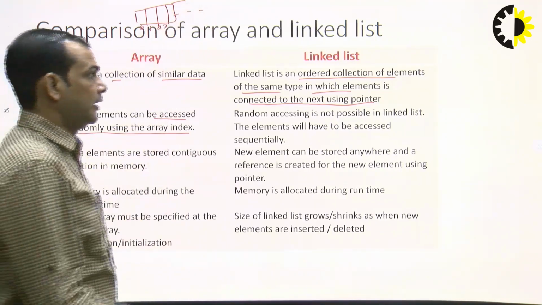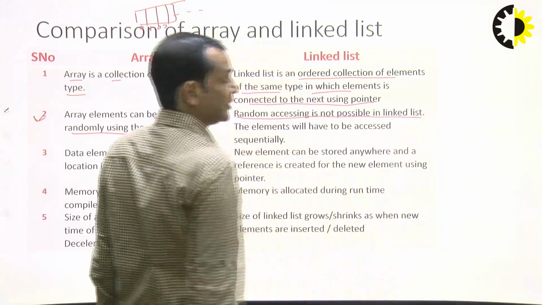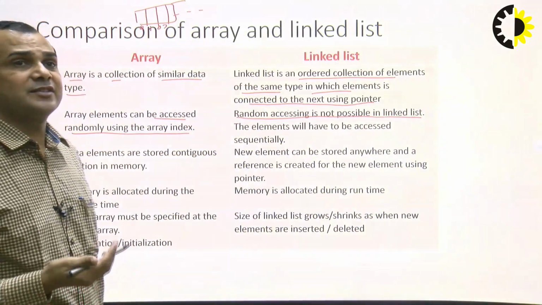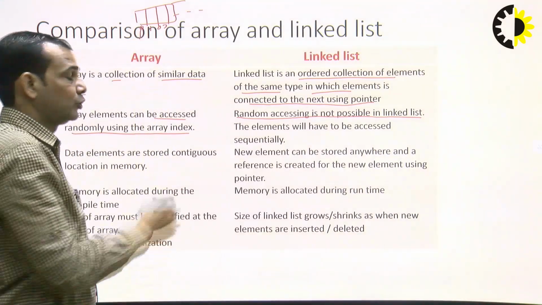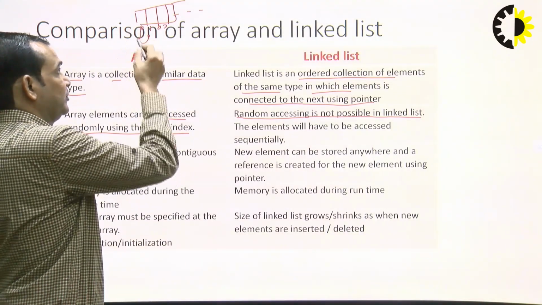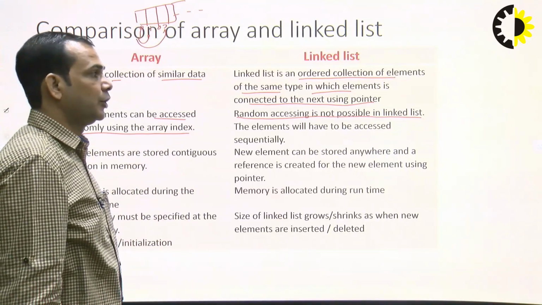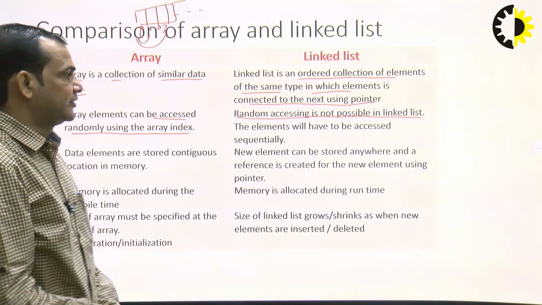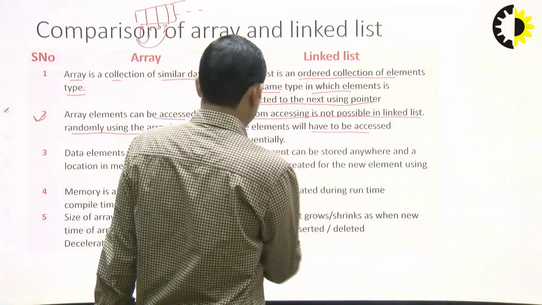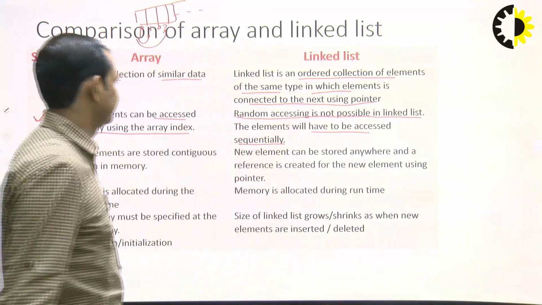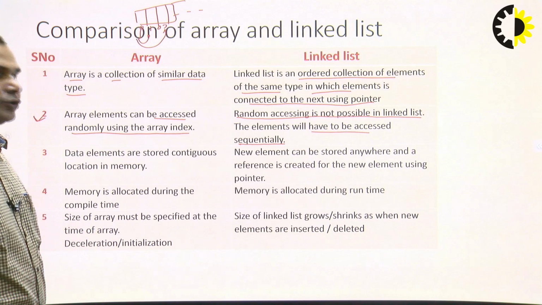But here in the linked list, random access is not possible because we store the data dynamically. It is not necessary कि when first element is stored at 0, next element will be stored at the first. Maybe we store the next element at 2. So randomly it is not possible in the linked list. So how can we access? All the elements have to be accessed sequentially. And the array can be used randomly.